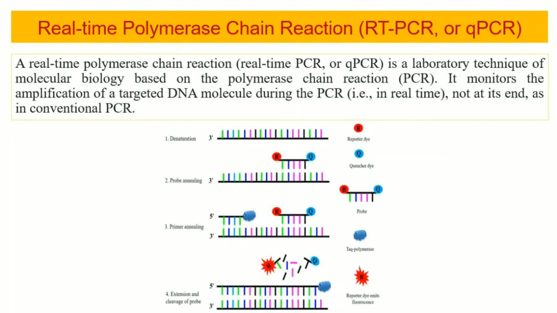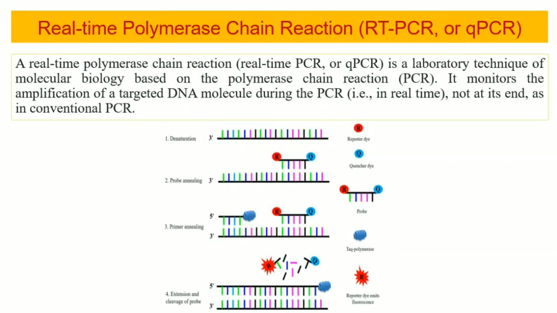In this figure you can see that two types of dyes are used: reporter dye and quencher dye. Reporter dye is attached to the 5' end of the probe, whereas quencher dye is attached to the 3' end of the probe. The first stage after denaturation is probe annealing. The probe attaches to the DNA strand, and then primer annealing occurs. The primer attaches to the DNA strand.